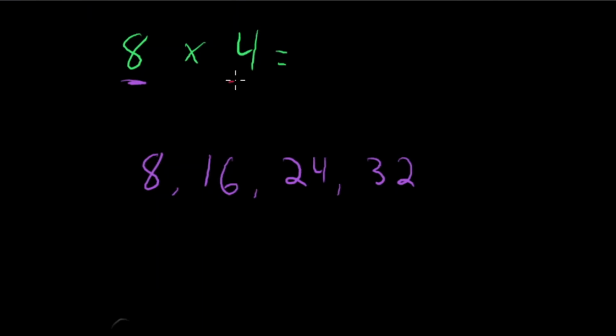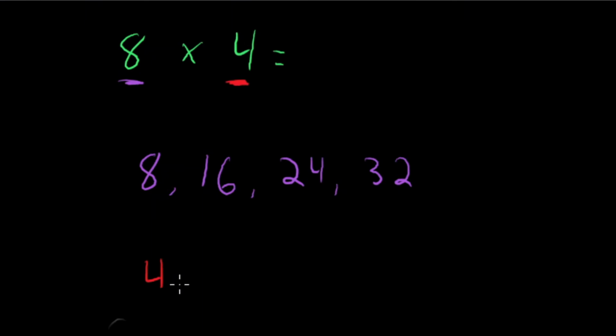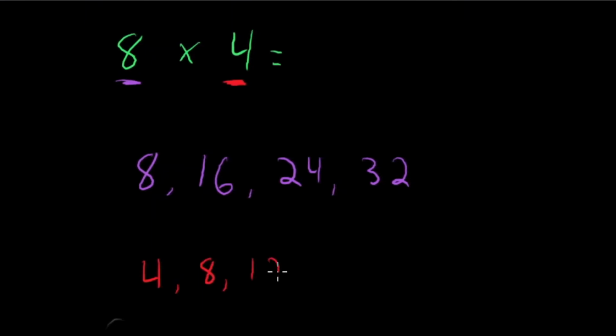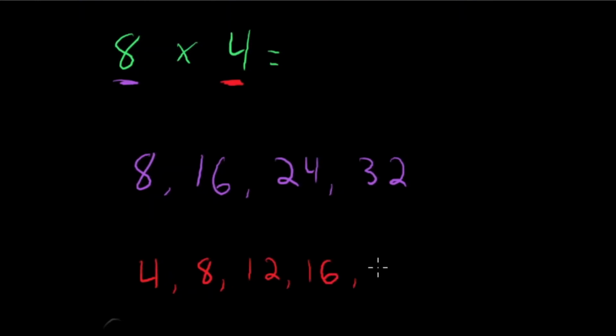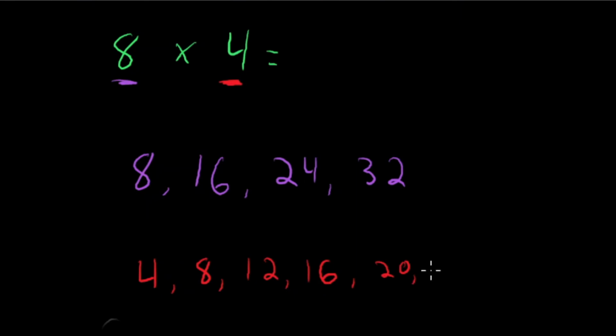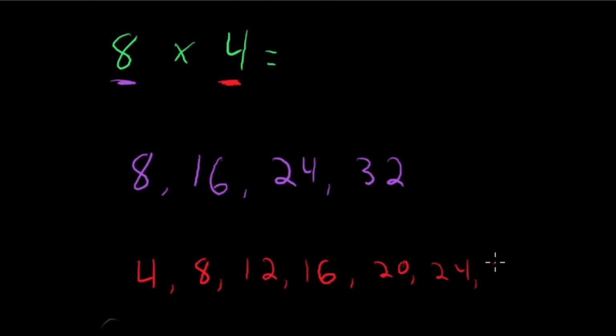How many times are we going to skip count by 4? 8 times. So 4, 8, what's next? 12, what's next? 16, what's next? 20, next? 24, next, 28, next, 32. Make sure that's 8 times. 1, 2, 3, 4, 5, 6, 7, 8.